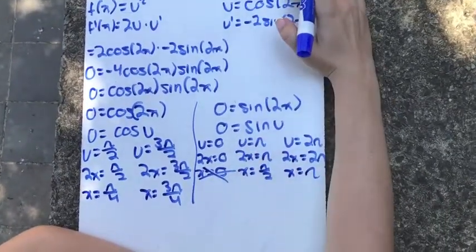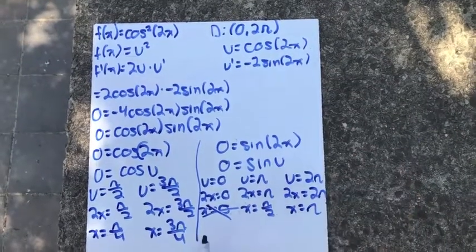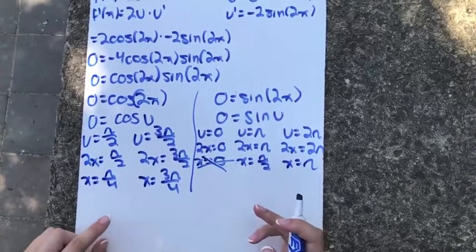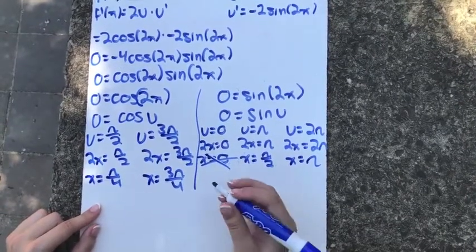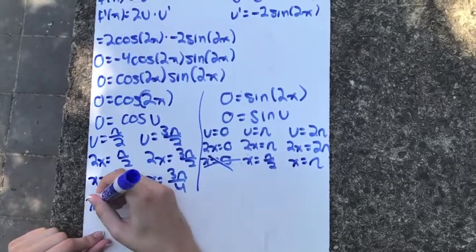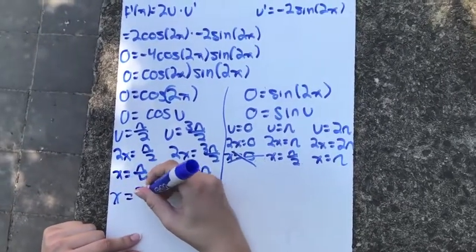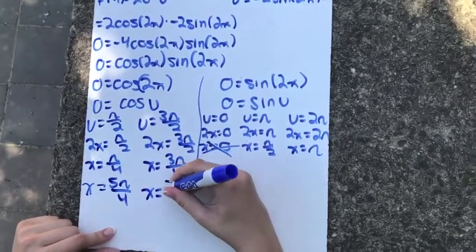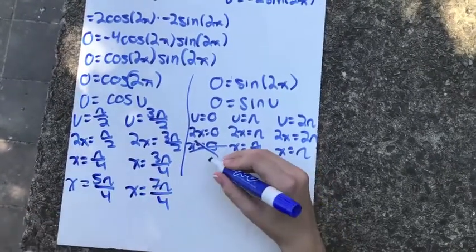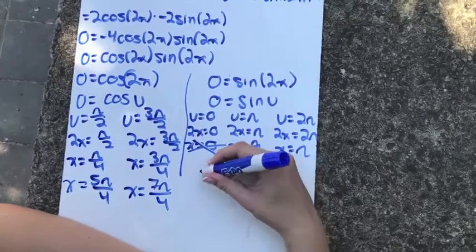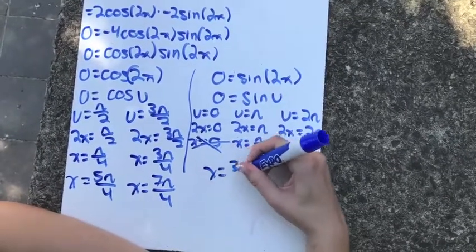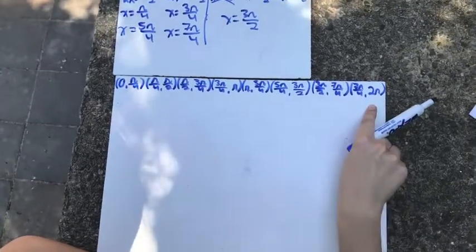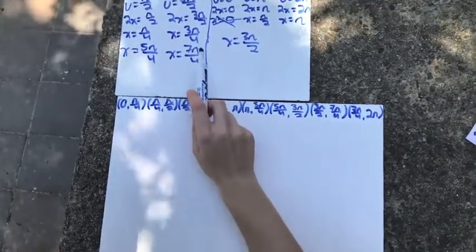And also related to our domain, you see we have not reached 2 pi, so we need to figure out the other x values that will work in this given domain. And for cosine of u, it's going to be x equals 5 pi over 4, and another one will be x equals 7 pi over 4. For sine, it's going to be x equals 3 pi over 2. So as you can see, we split up our domains into the intervals that we've stated with the critical points.